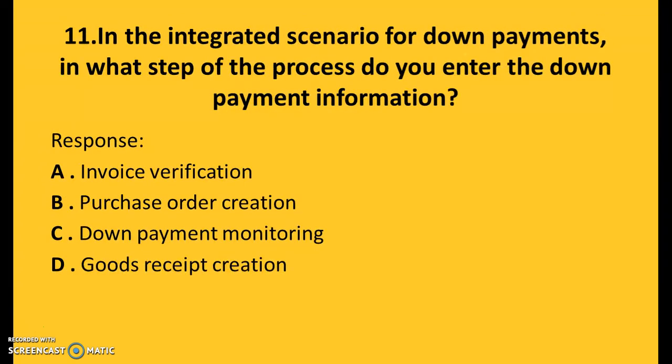In the integrated scenario for down payments, in what step of the process do you enter the down payment information? A, invoice verification, B, purchase order creation, C, down payment monitoring, or D, goods receipt creation. The answer is A, invoice verification.